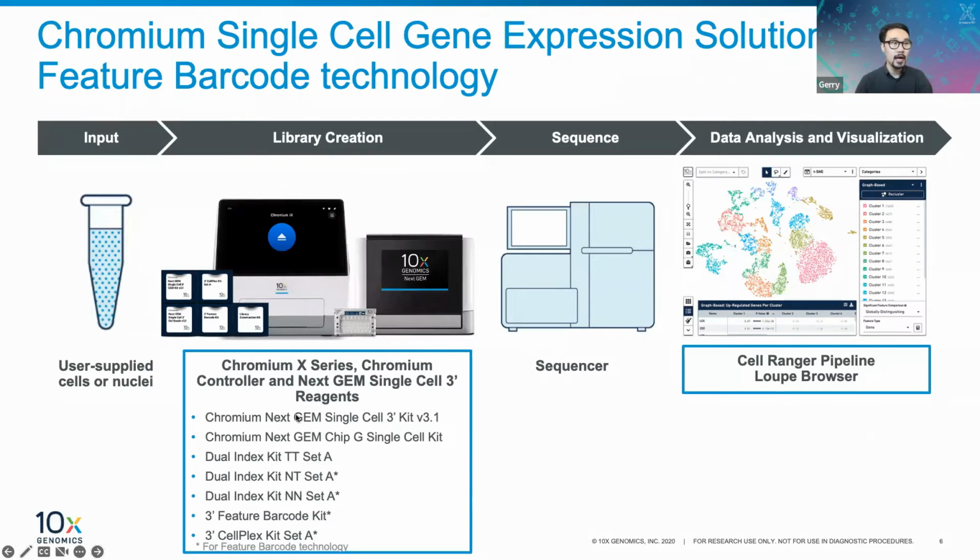So in terms of the single cell 3' gene expression, the things that you need are the single cell 3' kit, the Chip G single cell kit, the Dual Index Plate TT Set A, and then in addition to those, these other products listed down here for feature barcoding. For example, if you wanted to do surface protein, you could use the 3' feature barcode kit here. And if you wanted to do cell multiplexing, you could use our CellPlex kit set A here.